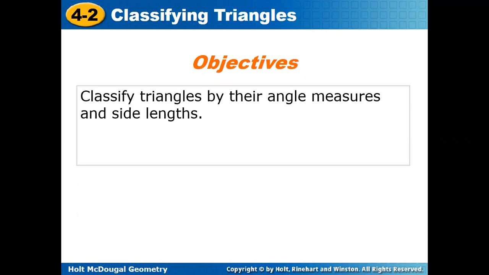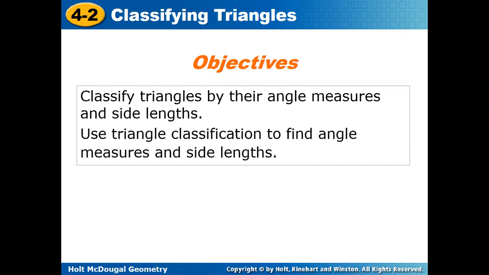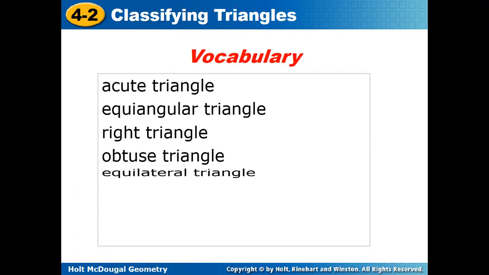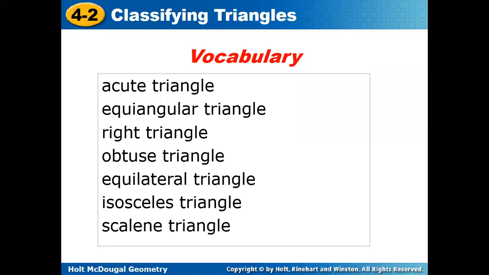Today, our lesson is classifying triangles. In this lesson, we will classify triangles by their angle measures and side lengths. Also, we will use triangle classification to find angle measures and side lengths. We have some vocabulary like acute triangle, equiangular triangle, right triangle, obtuse triangle, equilateral triangle, isosceles triangle, scalene triangle.